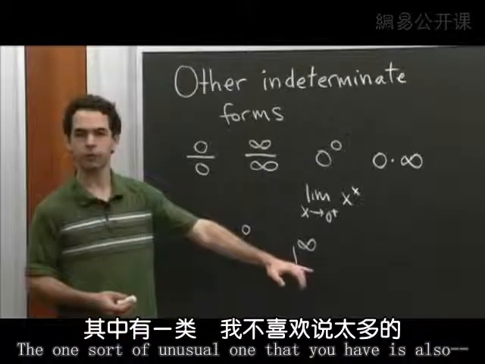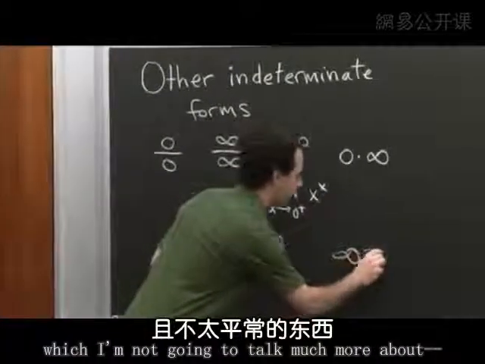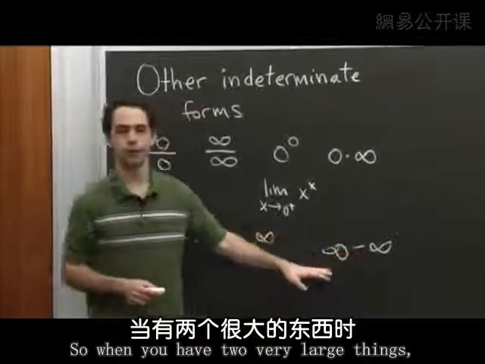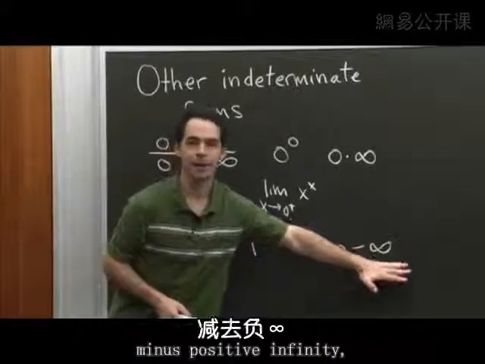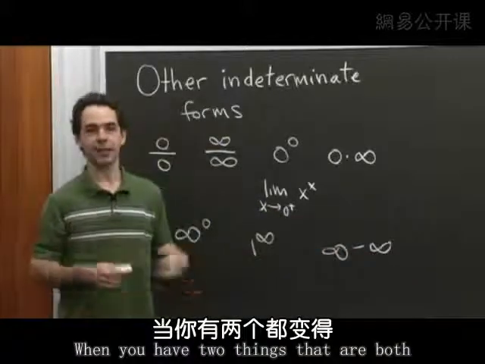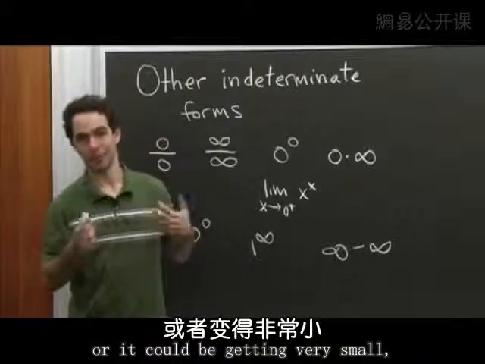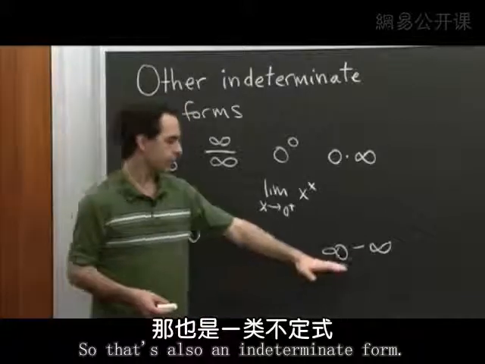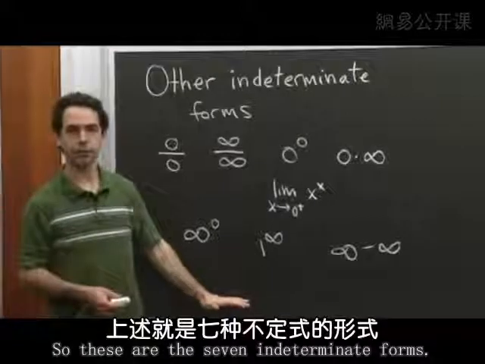The one unusual one, which I'm not going to talk much more about, is infinity minus infinity. Here I mean either positive infinity minus positive infinity or negative infinity minus negative infinity. When you have two things that are both getting very large, their difference could also be getting very large, or it could be getting very small, or it could be doing anything in between. So that's also an indeterminate form. These are the 7 indeterminate forms.